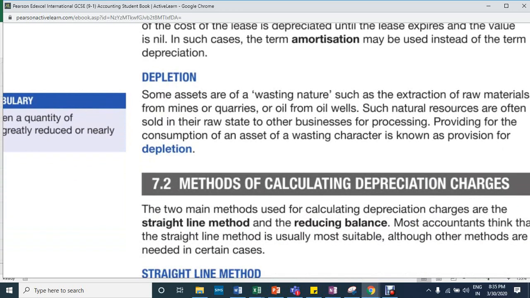Depletion. Some assets are of a wasting nature, such as the extraction of raw materials from mines and quarries or oil from oil wells. Such natural resources are often sold in their raw state to other businesses for processing. Providing for the consumption of an asset of a wasting character is known as provision for depletion.